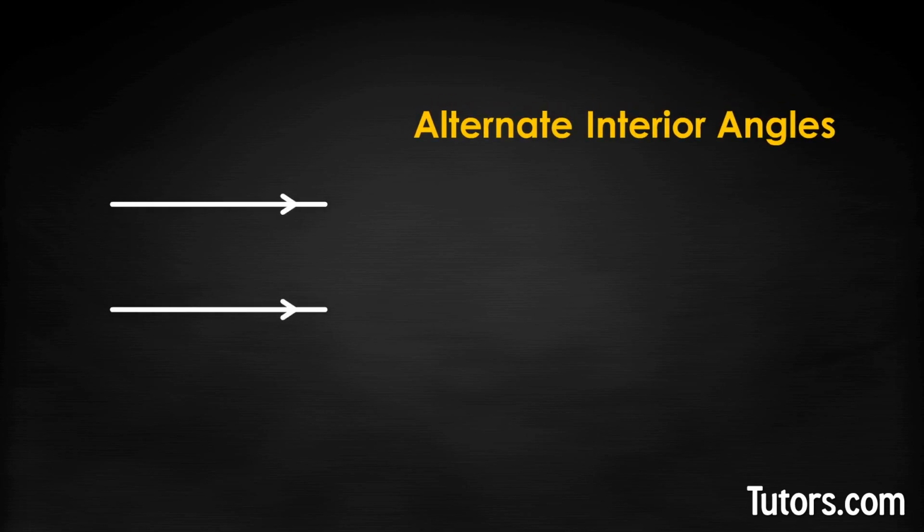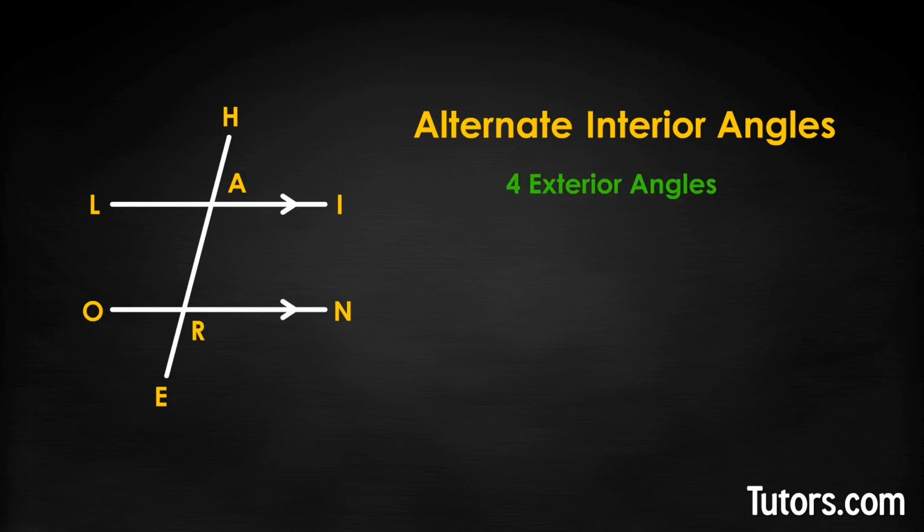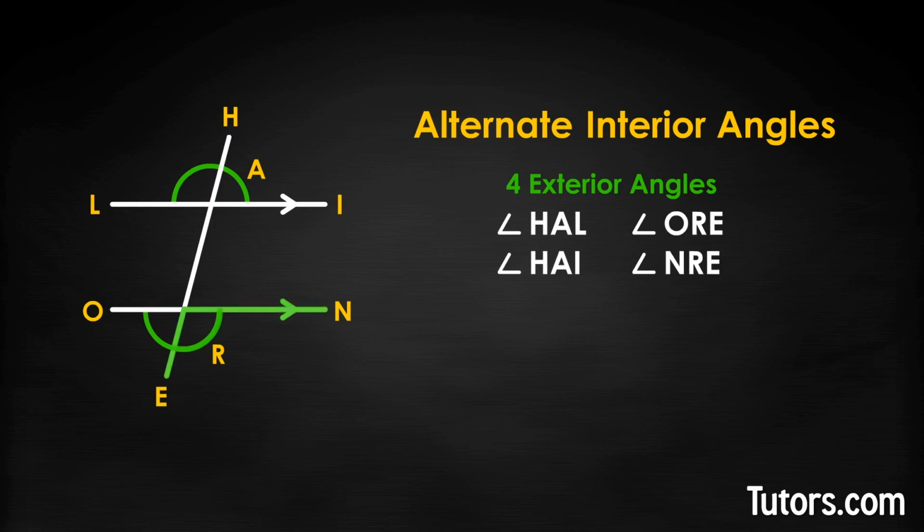Let's create parallel lines LI and ON, and a transversal HE. The 2 points where HE crosses the parallel lines are points A and R. You mark drawings of parallel lines with little bird feet marks, like V's on their sides. Notice we have 4 exterior angles: angle HAL, angle HAI, angle ORE, angle NER.